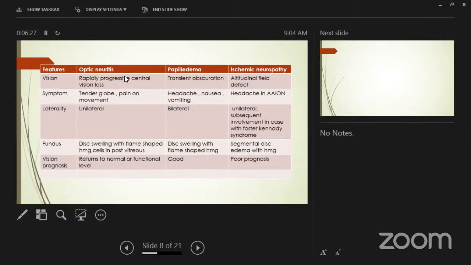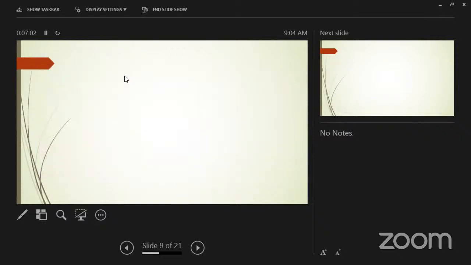On fundus examination, in optic neuritis we'll get disc swelling and flame-shaped hemorrhage, as well as cells in the posterior vitreous. In papilledema, we'll get only disc swelling along with flame-shaped hemorrhage. In ischemic neuropathy, we'll get segmental disc edema along with disc hemorrhages. As for visual prognosis, in optic neuritis vision returns to normal or a functional level. In papilledema, the visual prognosis is good, but in ischemic neuropathy, the visual prognosis is poor.